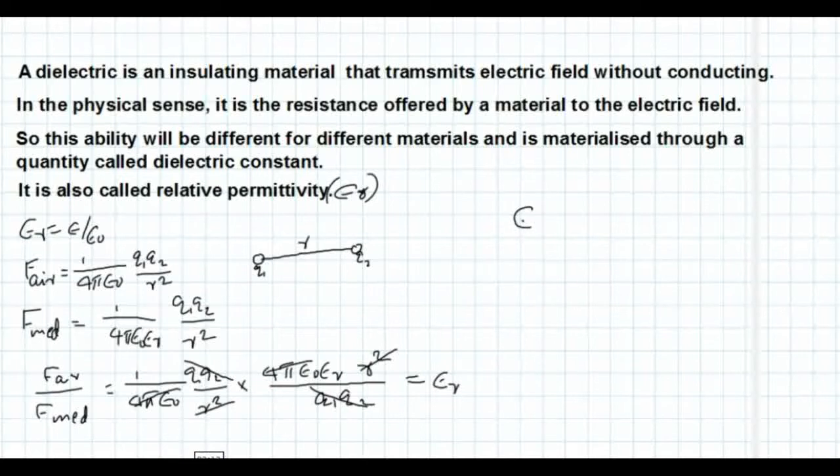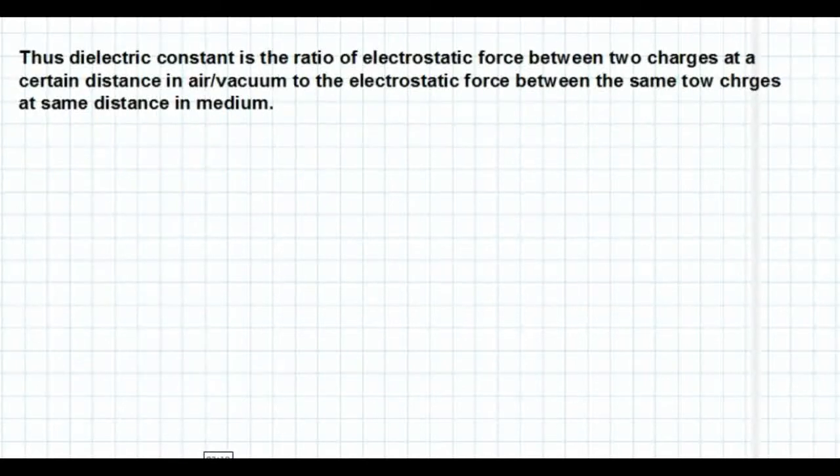So this way we can define relative permittivity or dielectric constant. That is, the dielectric constant is the ratio of the electrostatic force between two charges at a certain distance in air or vacuum to the electrostatic force between the same two charges at the same distance in a medium.